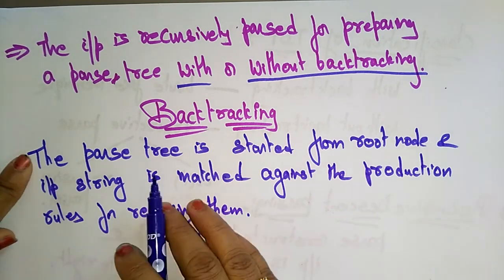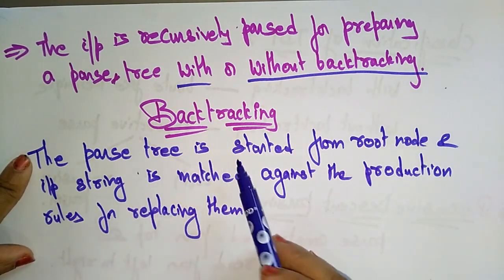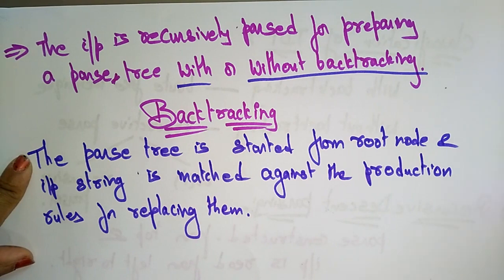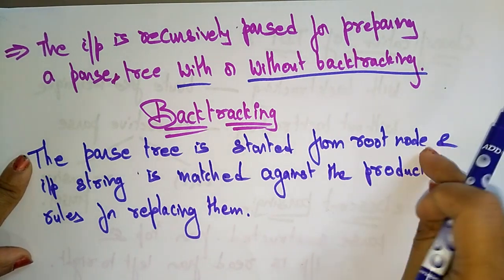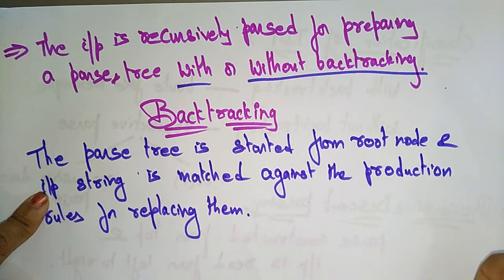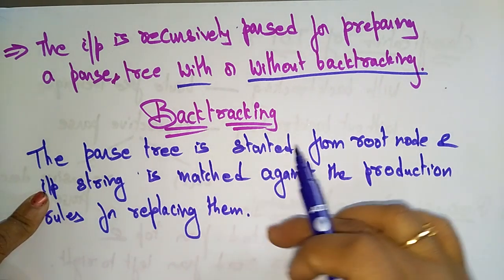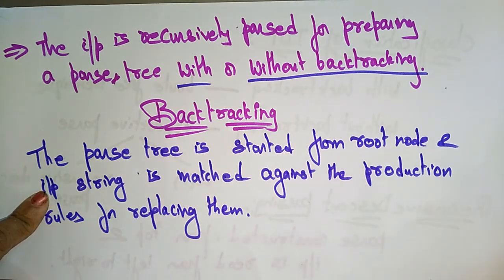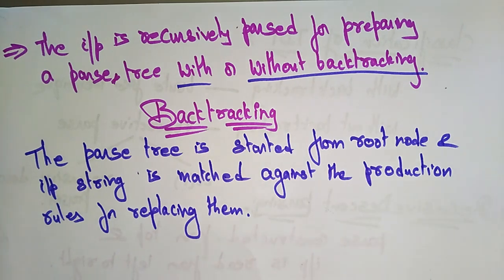Here they are saying that the parse tree, whatever you are going to construct, is started from root node. So you have to take the root node, the start symbol of your grammar, and the input string is matched. Whatever input string we are given, the terminals have to be matched. Then, using the production rules for replacing them, first you substitute one thing and see whether the tree reaches the input string or not. If not, go back and take another production and substitute in that. You have to backtrack until the input string is matched.